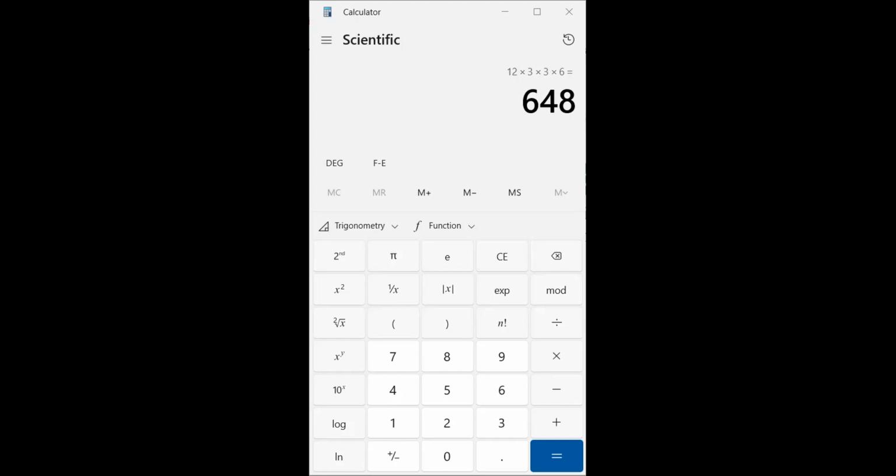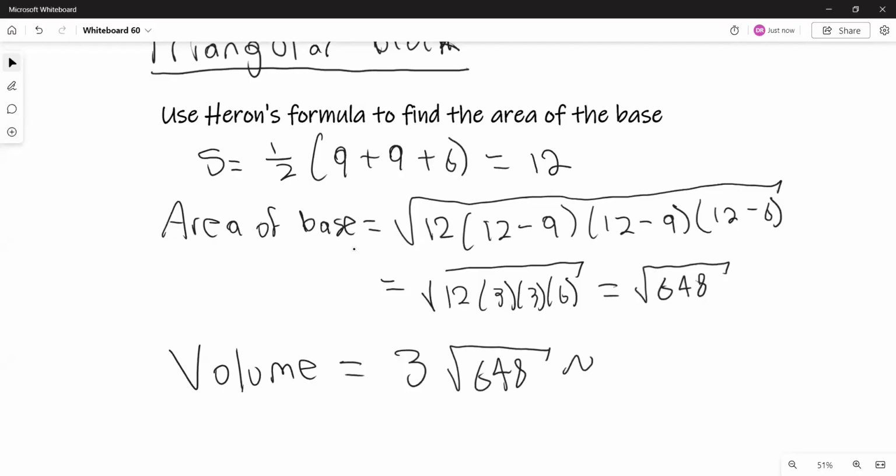Okay, so the volume is going to be that times 3. So that's the square root, and then multiply by 3. That's approximately 76.4 approximately. And that was in cubic inches.